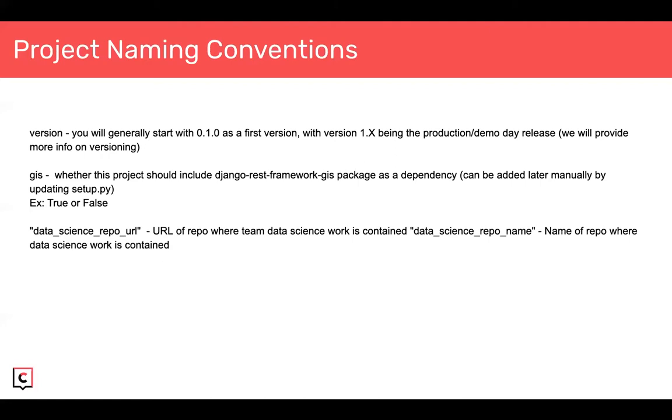So when you install your package with pip install, you get Django-rest-framework and Django-rest-framework-gis. We're also asking you to put in a data science repo URL as well as a data science repo name. That will get added in a space in the README file to connect back: hey, this is where we did the data science on this API. Generally, we've been working with two separate repos, so this is for reference.